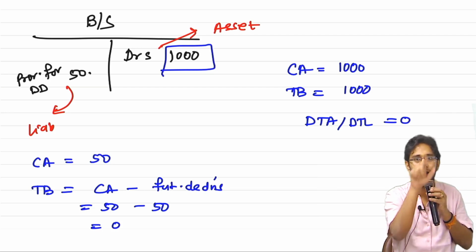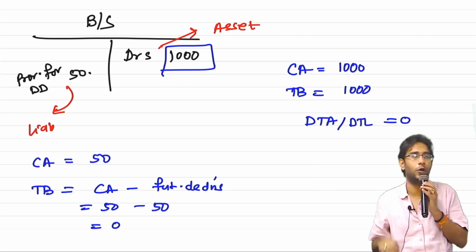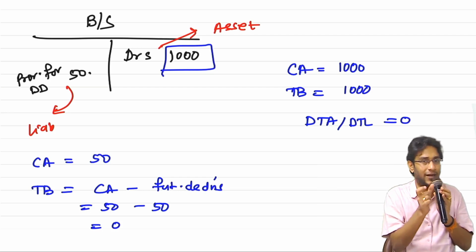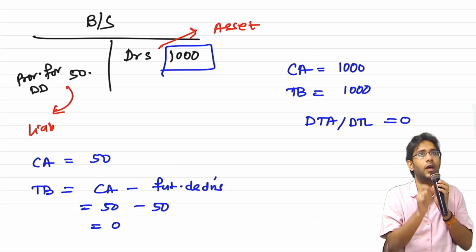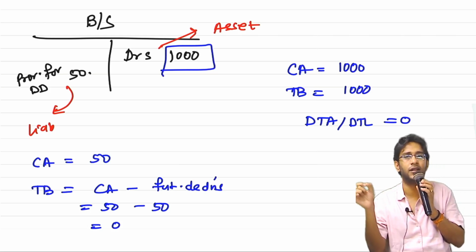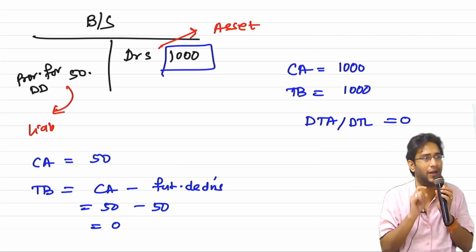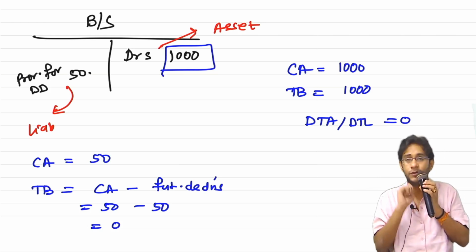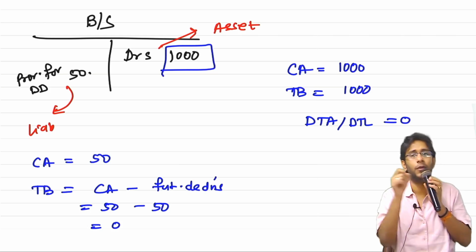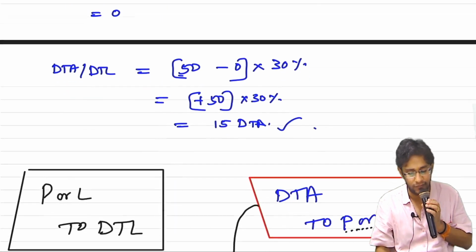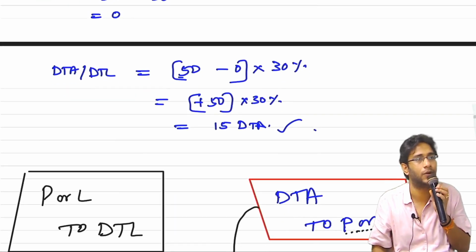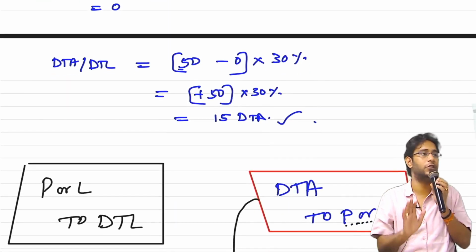For the asset, DTA or DTL is 0. Coming to provision for doubtful debts, since it's a credit account, apply liability rules. What's the carrying amount? 50. Tax base formula: carrying amount minus future deductions under the Income Tax Act. If I actually suffer bad debt, will I get a deduction? Yes. So the tax base is carrying amount 50 minus future deduction 50, which is 0. CA minus TB, 50 minus 0, into 30% gives DTA. Any which way you can get it, sir.